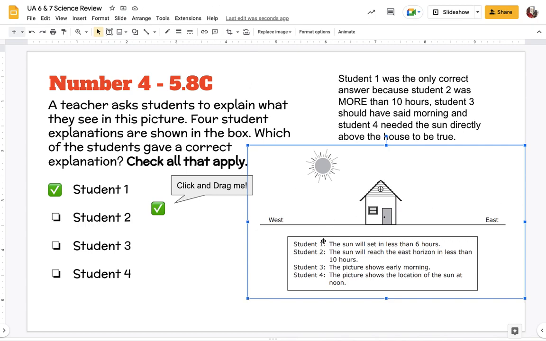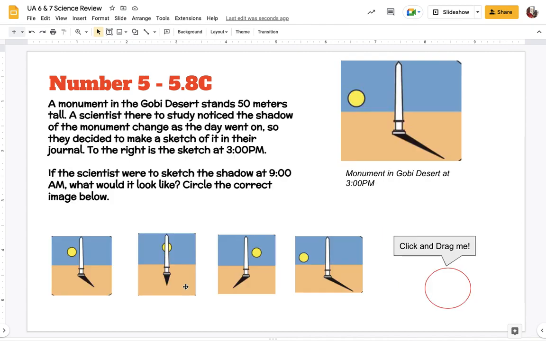Hopefully that helped clarify this one. I know this one was a little bit tricky, especially because of student 2. You had to really think about that one. So now we're going to go ahead and move into question number 5.